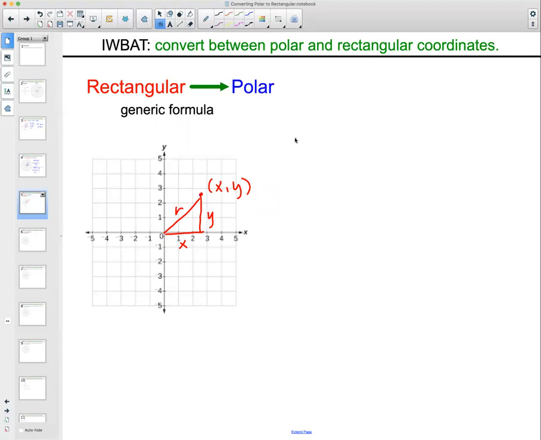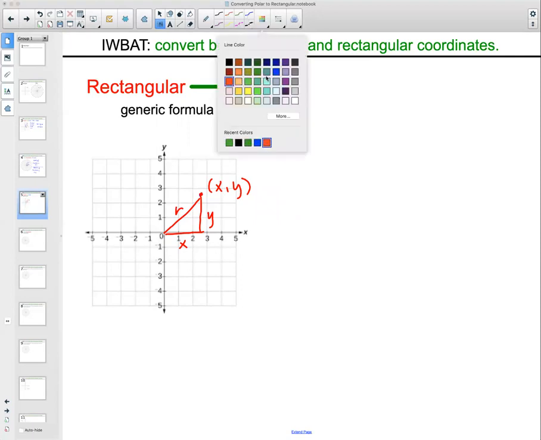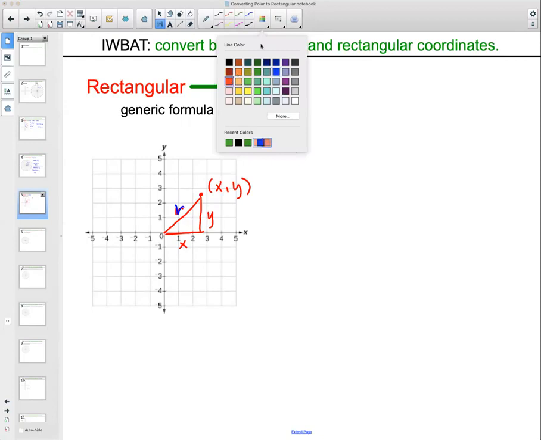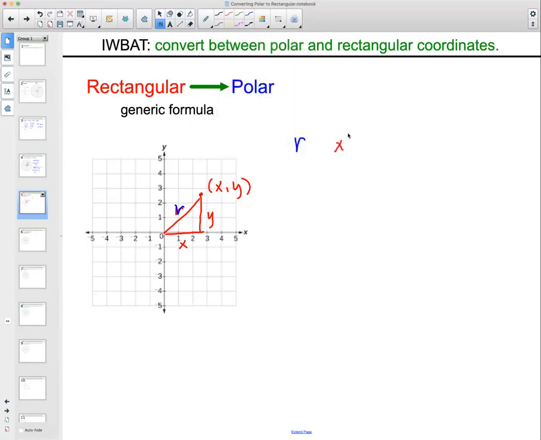Okay, so in order to get the r of your polar, you are going to need to do the Pythagorean theorem, right? So the Pythagorean theorem is doing x squared plus y squared and then square rooting it. So this will give you your r.